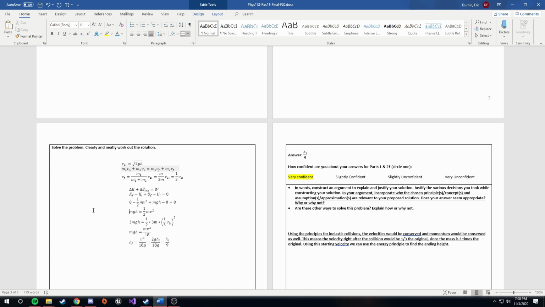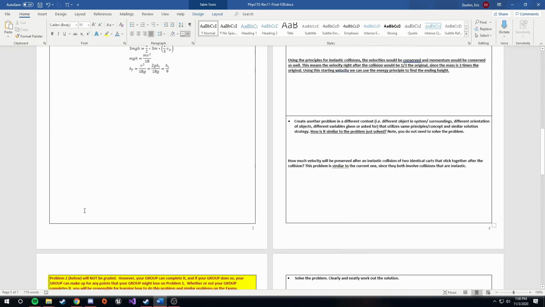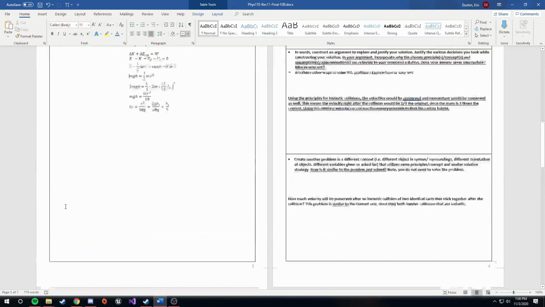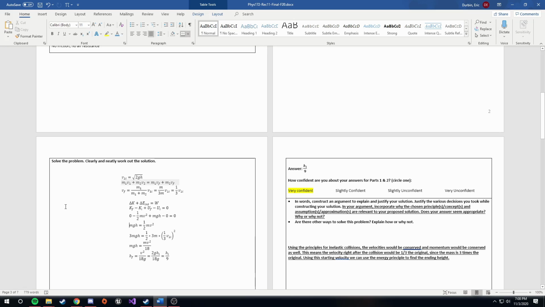Sorry, one sec. I'm writing down the justification. You're already on the justification? My god. Okay. I have the entire thing done. I didn't do problem 2 because I was so confident with this one. And problem 2 is the same thing, except problem 2 is elastic. So I'm going to leave that up to you guys if you want to do it.